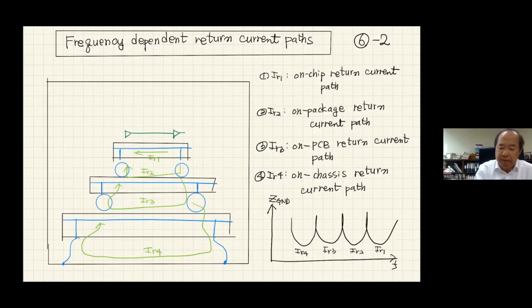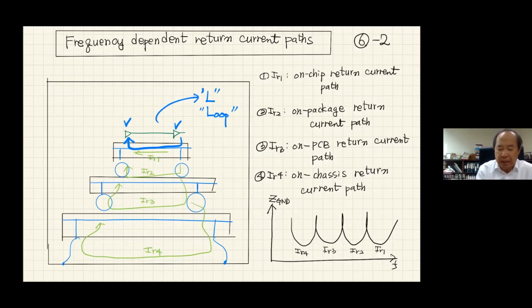We may have a certain return current path through on-chip. Let's assume you have an IO driver and receiver in the gigahertz range. They have to go back through the minimal impedance path. And to minimize the impedance, you have to minimize the inductance. That means you have to minimize the loop size of your return current path, or sometimes, if necessary, you have to make an impedance match.